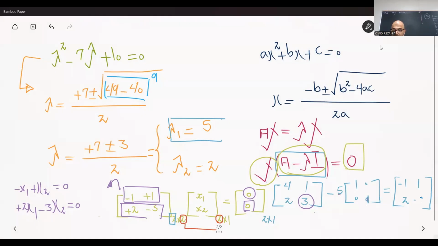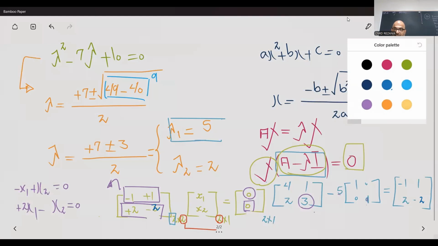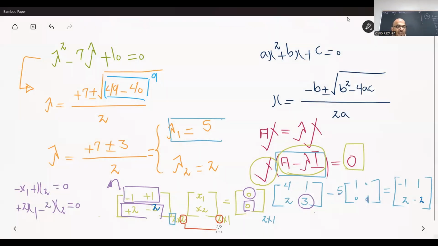It becomes minus 2. Then as a result, I should have here minus 2. Then here, I should have minus 2. Then you see, these equations are all similar, which means that x1 should be equal to x2. Then the eigenvectors which I'm looking for here, x1 and x2, are similar.